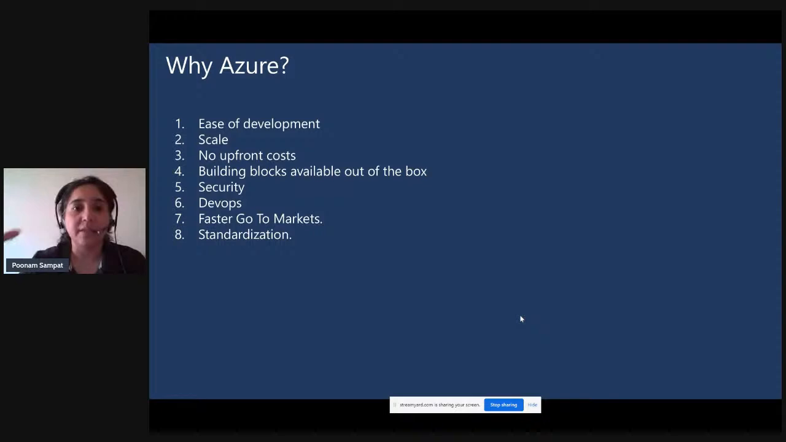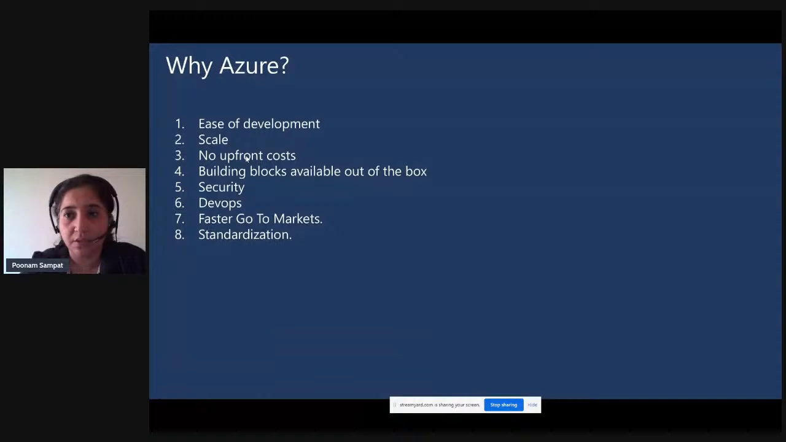And there's definitely auto-scaling options available, and you can go from a min to a max size. The third important thing is there's no upfront cost. If you see, I never provisioned a VM or things like that. And as my business grew, I could go from free tier to a paid tier and things like that.